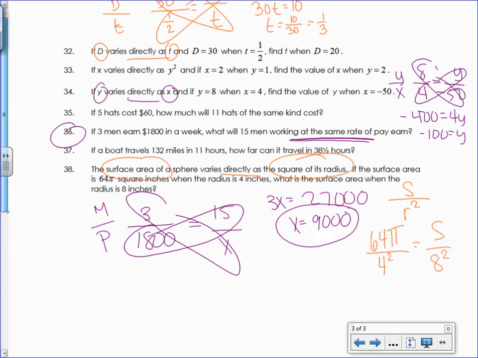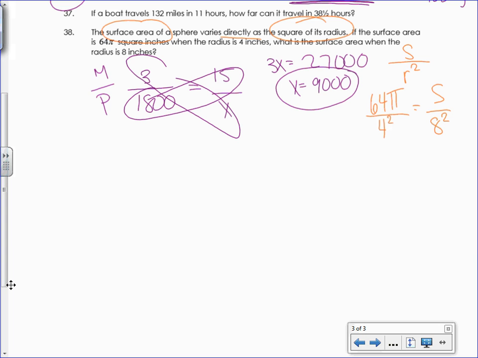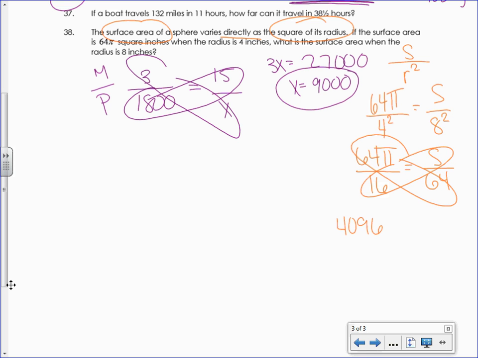So let me move it down a little bit. Okay, before I cross multiply, I'm going to actually write this as 16, and I'm going to write this as 64. I almost wrote 8 squared again. Now I'm going to go ahead and cross multiply. 64 times 64, I do not know that. 4,096 pi equals 16s. Notice, I only did 64 times 64. I didn't multiply by pi.